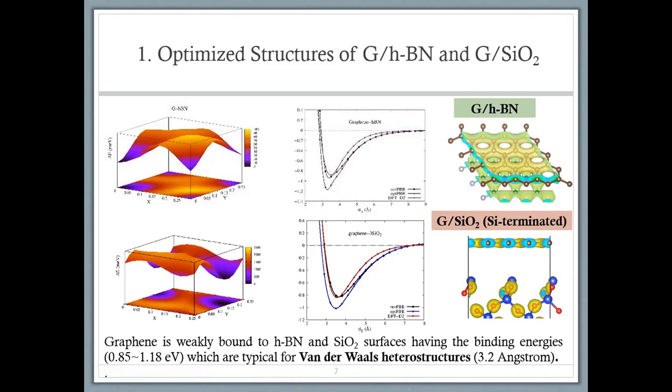Here I show in these figures. The first is when we put the graphene on hBN, and we use the scanning tool to find the minimum energy configuration when we put the graphene on the hBN. And this figure shows these figures.